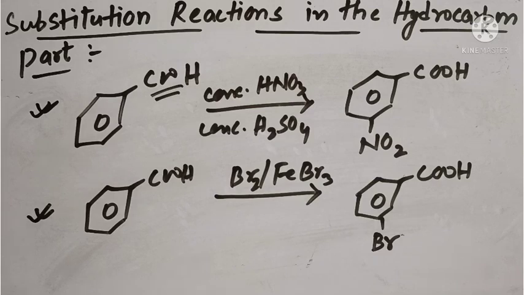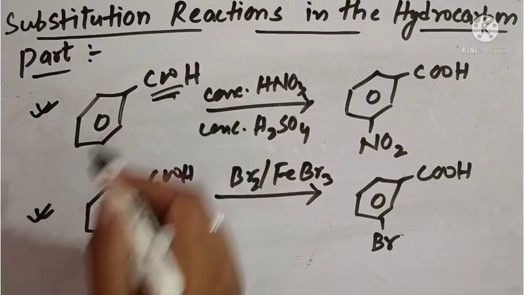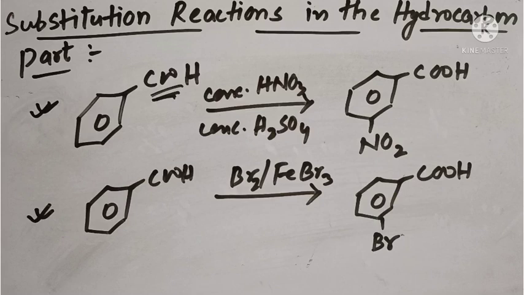But the Friedel-Crafts reaction will not take place, because AlCl3 is a Lewis acid, that means electron deficient, and the oxygen contains a lone pair of electrons, so AlCl3 will get bonded to the carboxyl group. This is all about the different types of reactions of carboxylic acids, either aliphatic or aromatic. So that's all. Thank you.